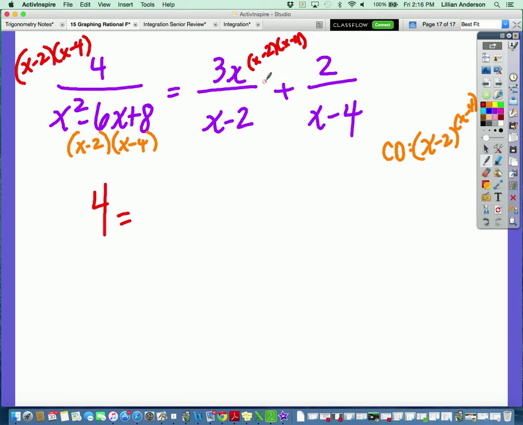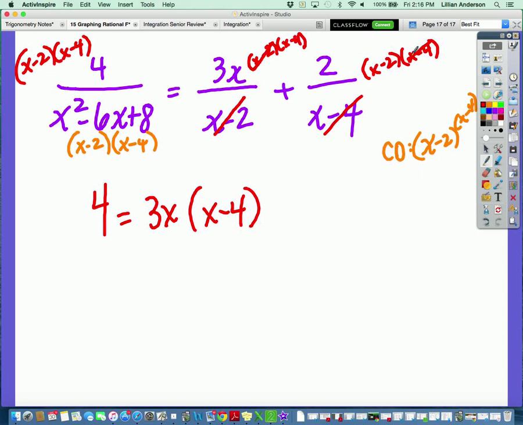What's going to happen with this one when you multiply? You'll have a 3x, because you're going to distribute over, right? Here, your x minus 4's cancel out, so you're just left with 2 times x minus 2. And now you have no more denominators. Once you distribute over, you might end up with a quadratic, maybe a linear, that you can solve. Questions up to this point?